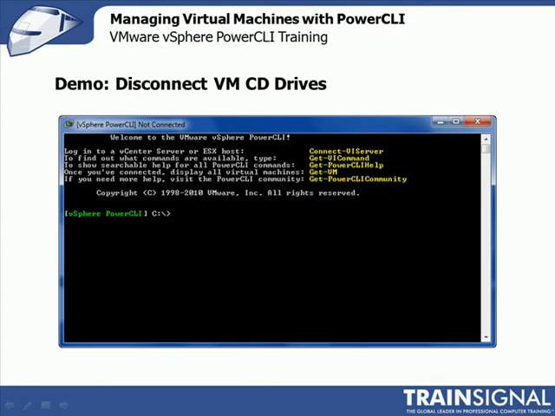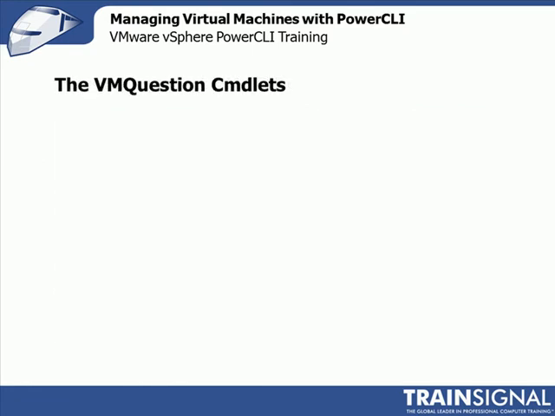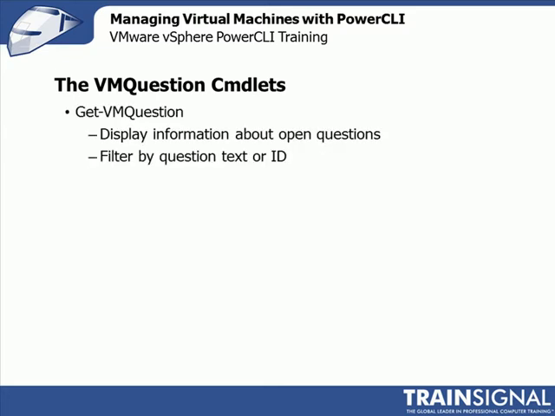Okay, we're up to our last demonstration in the Modify Virtual Machines section. Now we're going to talk about the VM question commandlets. There are a few of them. First we have Get-VMQuestion. This is how you display information about open questions. You can filter by question, text, or ID. I'll show you a screenshot of what questions I'm talking about here in a moment.